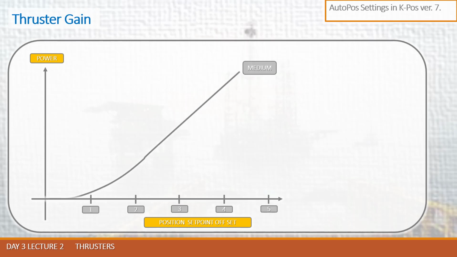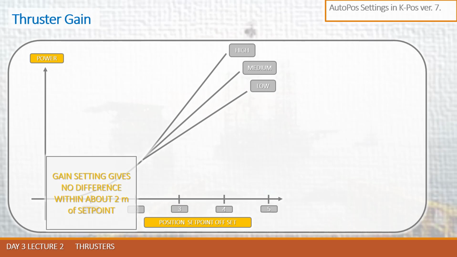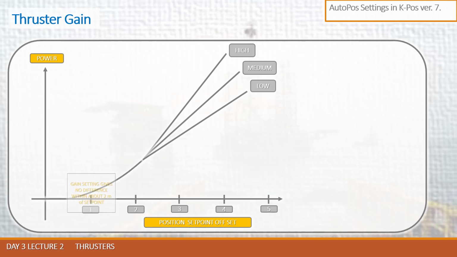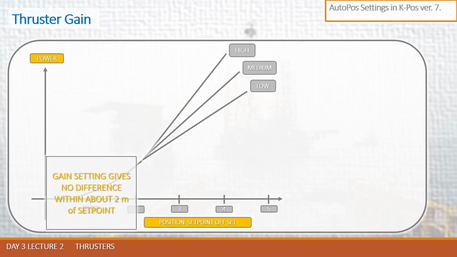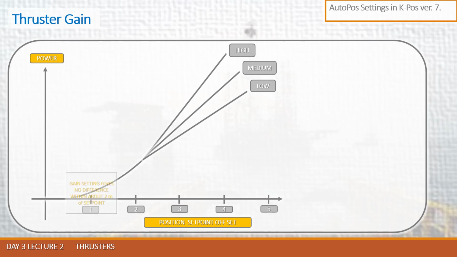Concerning KPOS 7 and auto positioning, you have to understand that the gain settings give no difference within about 2 meters of set point. So in other words, if the vessel is not deviating from desired set point more than 2 meters, gain does not influence station keeping. Then, if the vessel deviates more than 2 meters from position set point, the gain parameter starts to work.